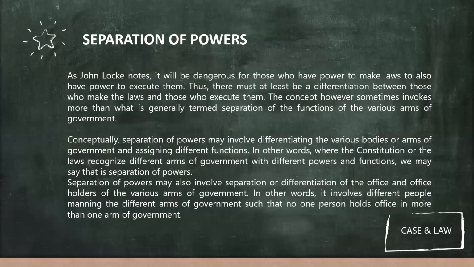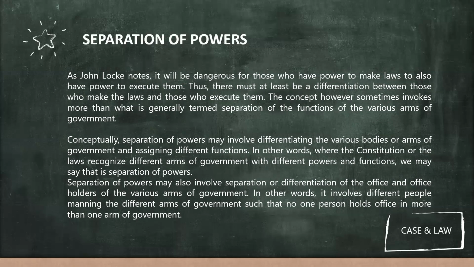Good. Now let's talk about some of the theories on separation of powers, and a very common one that you would find is John Locke. Essentially, what John Locke was saying was that it was dangerous for those in Parliament, that is, those who have the power to make laws, to also have the power to execute them. So he was of the view that those in Parliament should only be restricted to making laws, and should not have the power to also execute them.